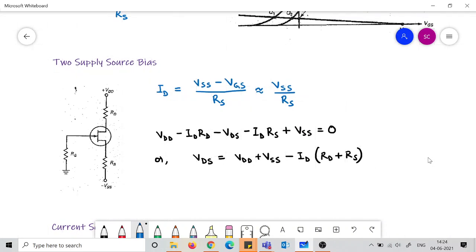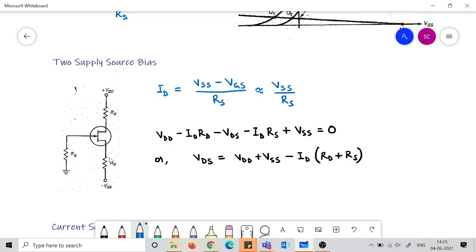Another biasing configuration is called the two supply source bias, because there are two supplies, you can see VDD as well as minus VSS. So this is minus VSS. What happens is, this potential is VGS. Now this is ground, which is 0, so VG is 0. So this potential Vs is nothing but VGS, right?